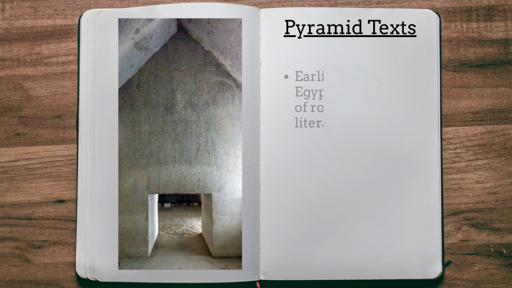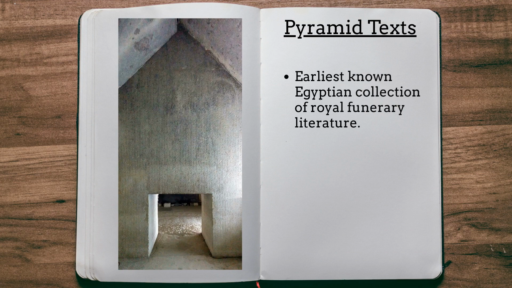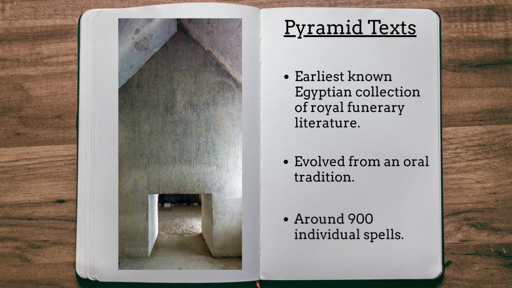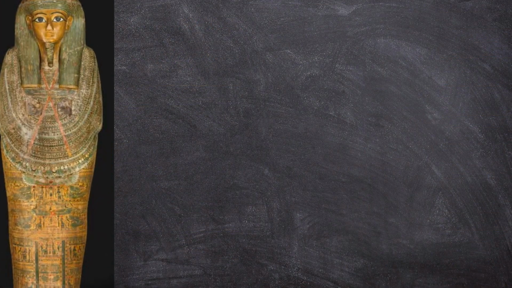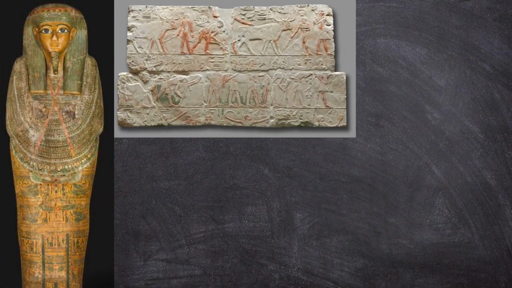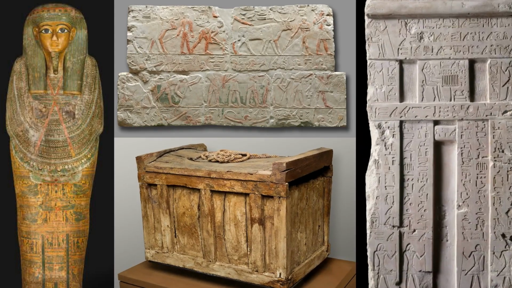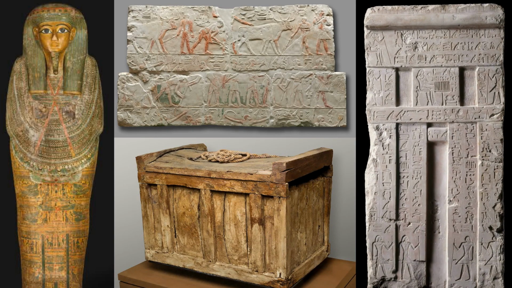The pyramid texts represent the earliest known Egyptian collection of royal funerary literature. This corpus most likely evolved from an oral tradition, and it consists of around 900 individual spells. The ancient Egyptians believed in life after death, and the pyramid text spells were meant to provide knowledge and be of service to the deceased individual during their afterlife journey.